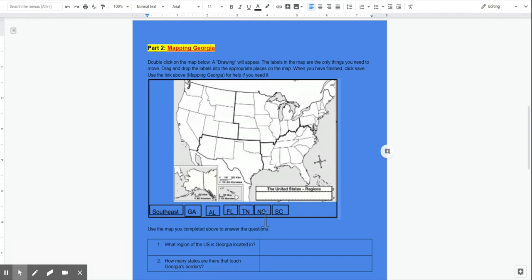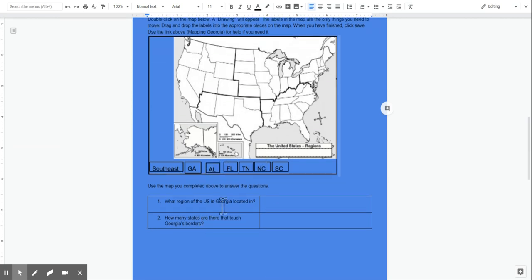If you do not understand how to locate these, simply click on the map and you will see Georgia and the states that border Georgia. Now, if you want to put the Southeast in this box, if you just want to put it in proximity to where it's supposed to go, if you want to draw lines or get creative, that's fine. You don't have to do that. But pay attention, okay?